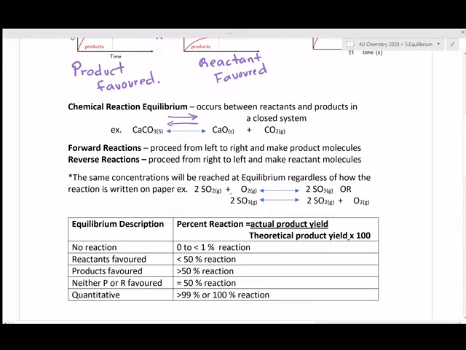And here I have a reaction where we have sulfur dioxide and oxygen producing sulfur trioxide, but it's reversible. So there's no reason why I can't write it like this. So I've got what was the products now as reactants. It does not matter how the reaction is written on paper. When it gets to its equilibrium state, it would be the same either way. So that is not going to have any effect.